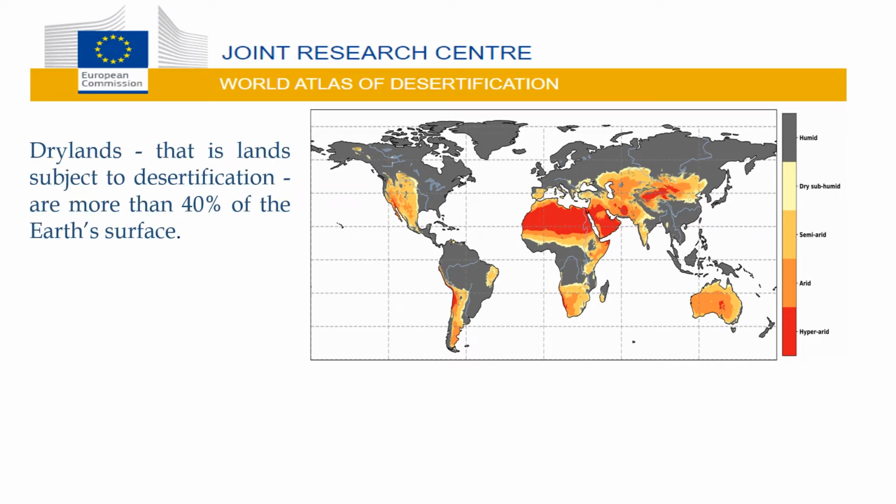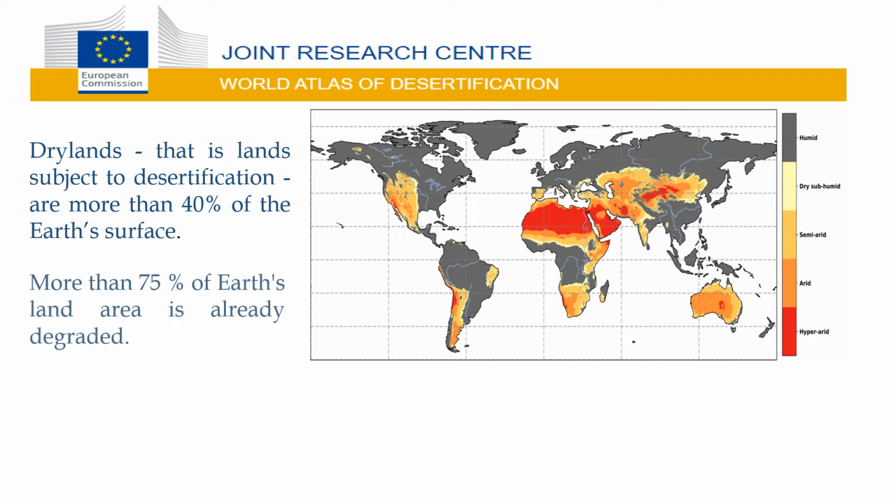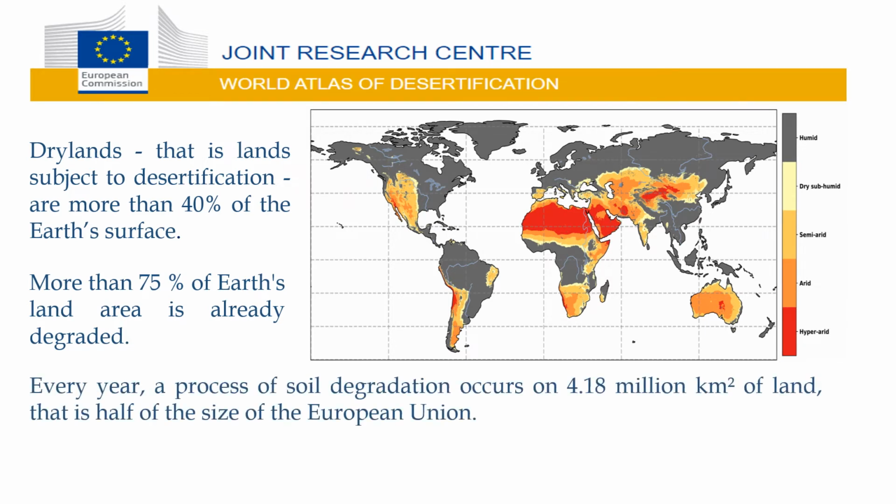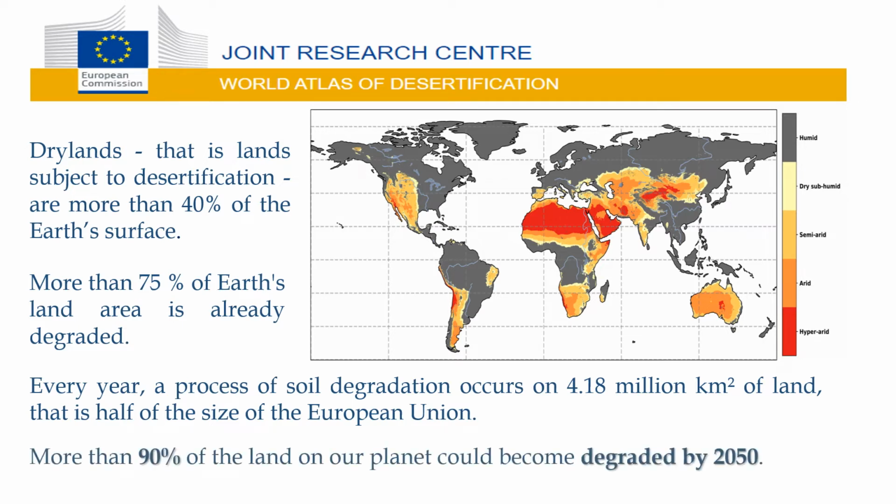Drylands, that is, lands subject to desertification, are more than 40% of the Earth's surface. More than 75% of Earth's land area is already degraded. Every year, a process of soil degradation occurs on 4.18 million square kilometers of land, that is, half of the size of the European Union. More than 90% of the land on our planet could become degraded by 2050.